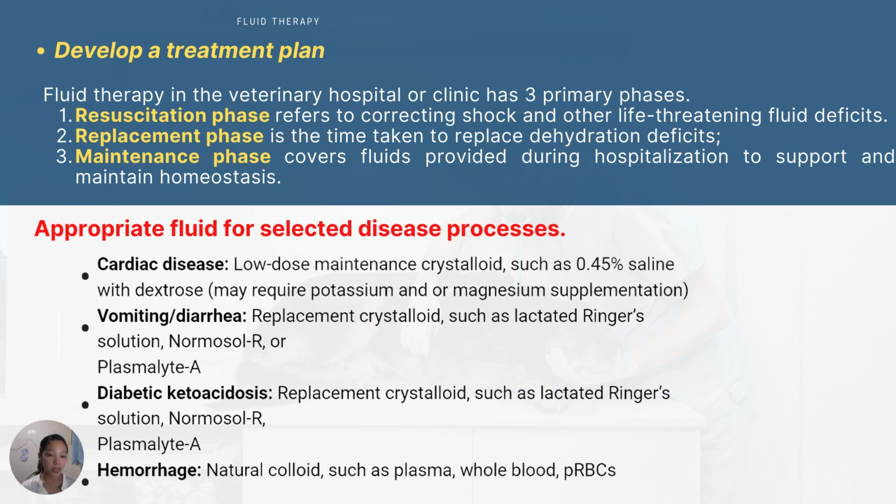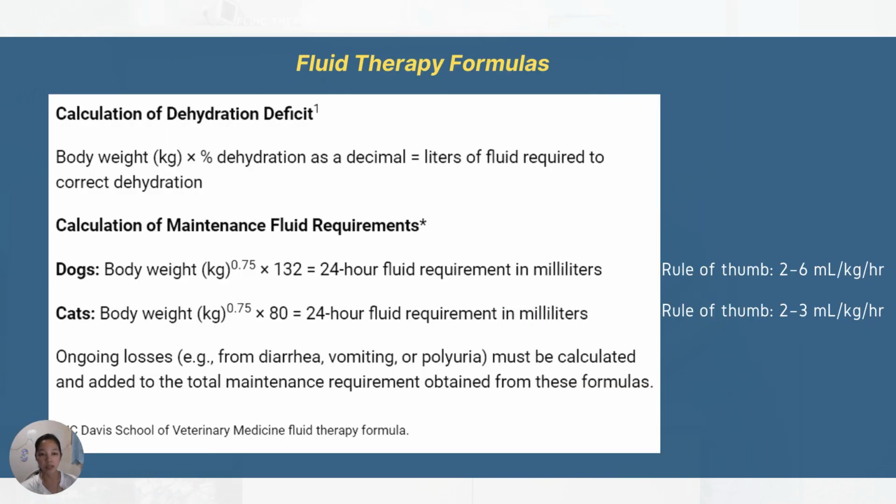So these are examples of disease processes and the fluids we may use. First, we have cardiac disease. We can use low-dose maintenance crystalloids such as 0.45% saline with dextrose, so we can actually use hypotonic solutions. Next, we have vomiting or diarrhea. We can use replacement crystalloids such as lactated Ringer's solution, Normosol, or Plasma-Lyte A. In diabetic ketoacidosis, we can also use replacement crystalloids. However, in hemorrhage, since there is loss of blood, we can use colloids such as plasma, whole blood, and packed red blood cells.